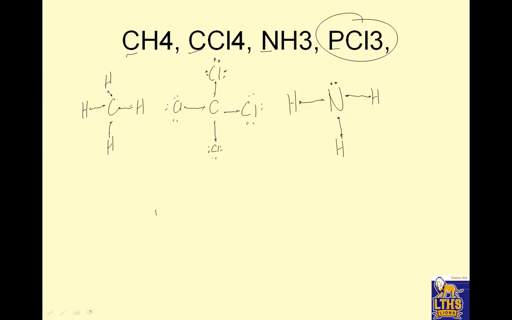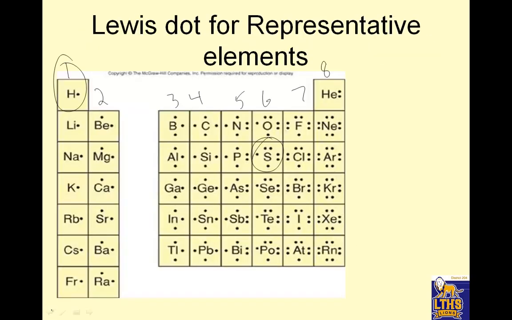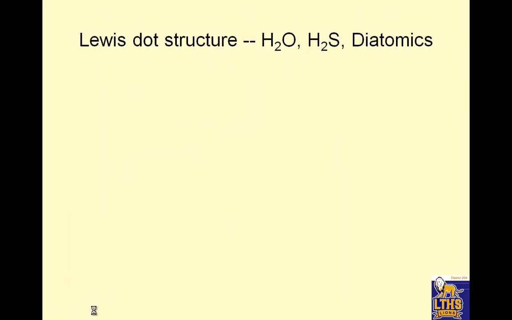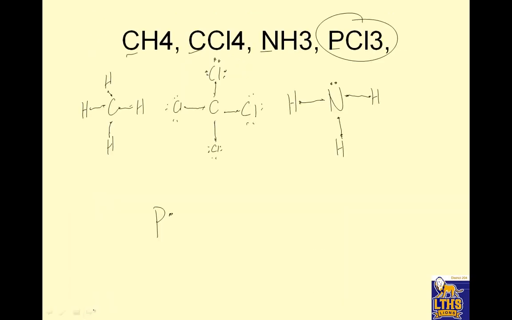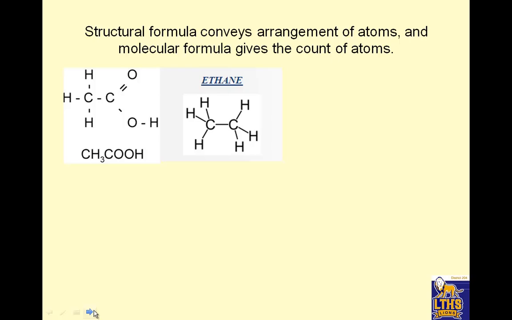Okay, PCl3. Phosphorus. Find it on the periodic table. They put their dots on the side, so I'll put my dots on the side because I'm a follower. If it's PCl3, it doesn't really matter which way you aim them as long as you connect your dots, and they all end up with 8, and it's great.